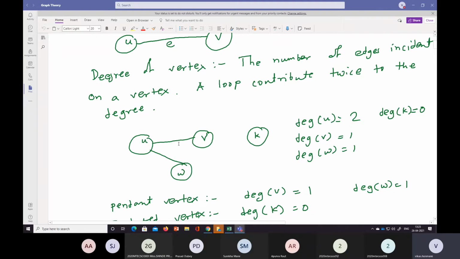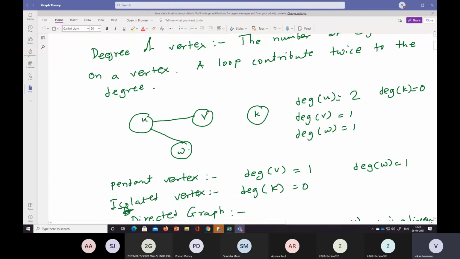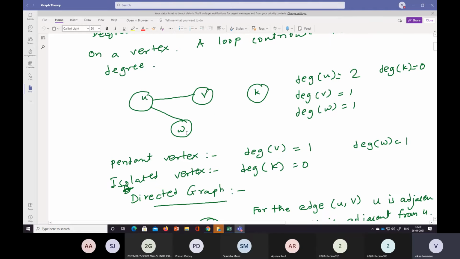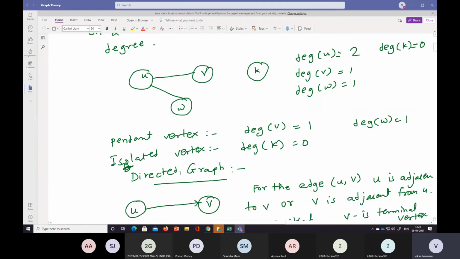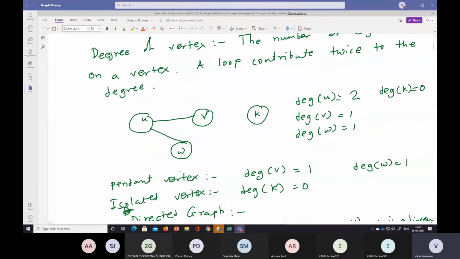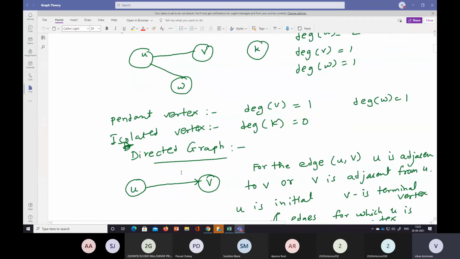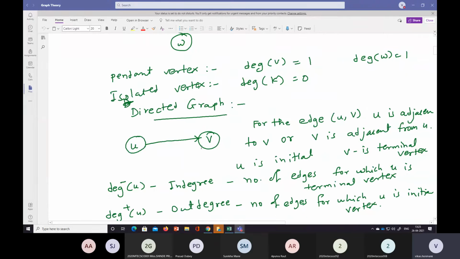So based on the degree of a vertex, we call these vertices by different names. A pendant vertex means the degree of the vertex is equal to 1. An isolated vertex is one like k, where the degree is equal to 0. Okay, this is about the undirected graph. In the case of a directed graph, we have a direction.